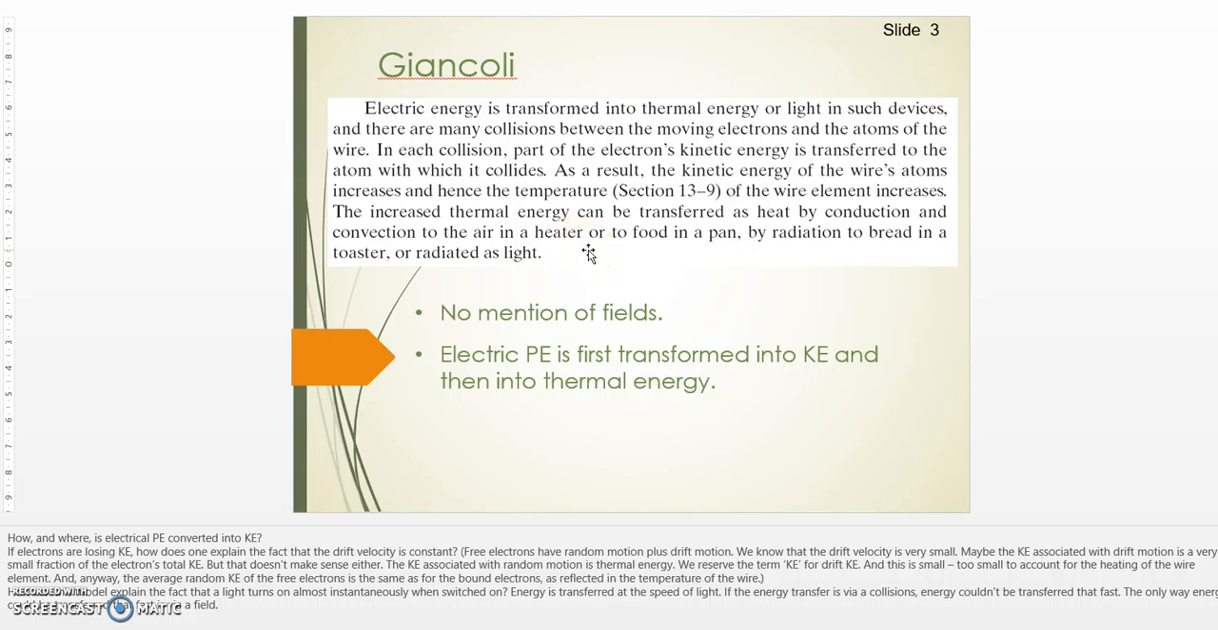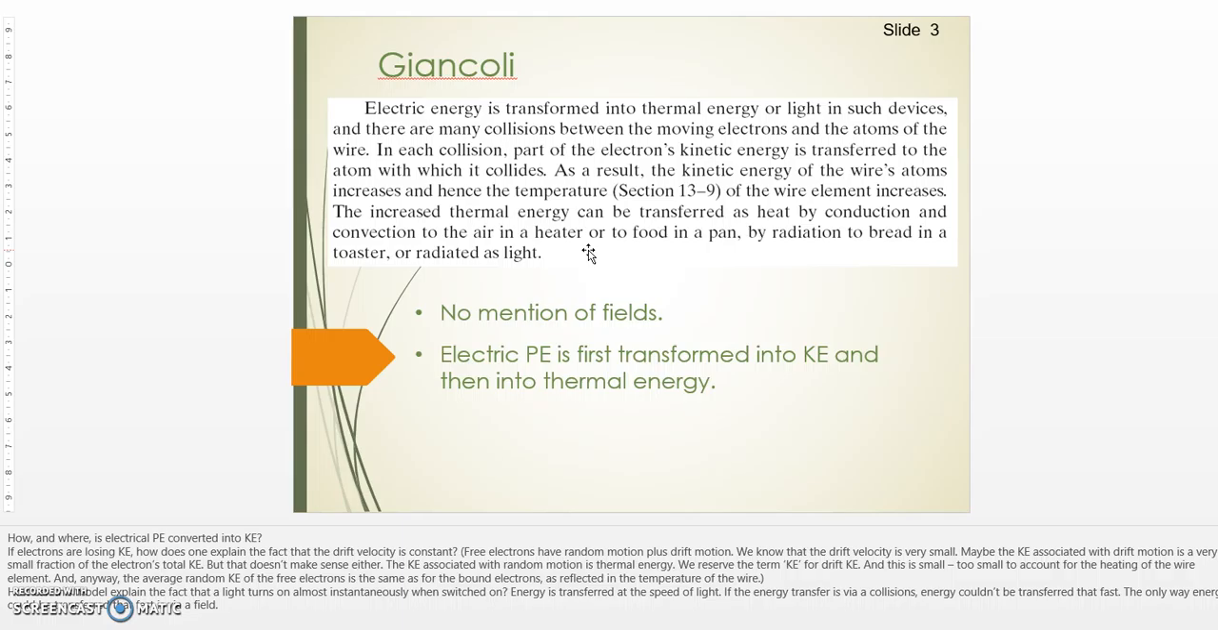Okay, so he provides the usual story that energy is transmitted via collisions between moving electrons and the fixed atoms in the wire. So according to this story, the electron transmits kinetic energy. The free electrons transmit kinetic energy to the atoms that they collide with in the wire, and this sets the atoms in the wire vibrating, increasing their thermal energy, which then gets transferred into heat and to light if you have a globe in the circuit.